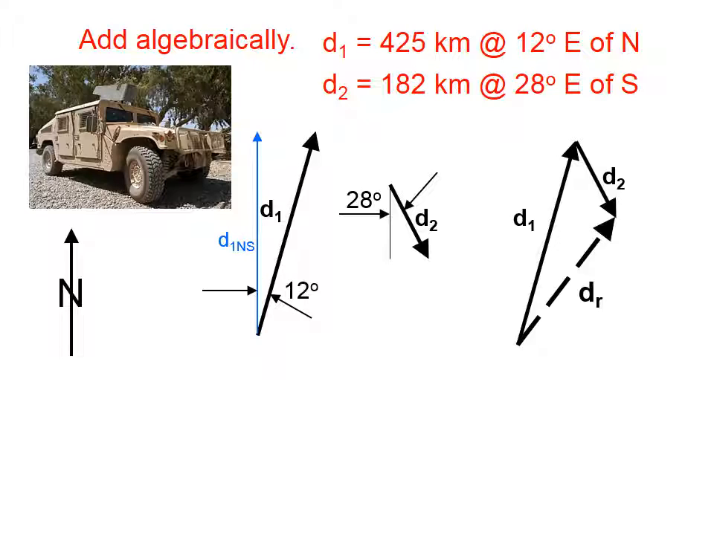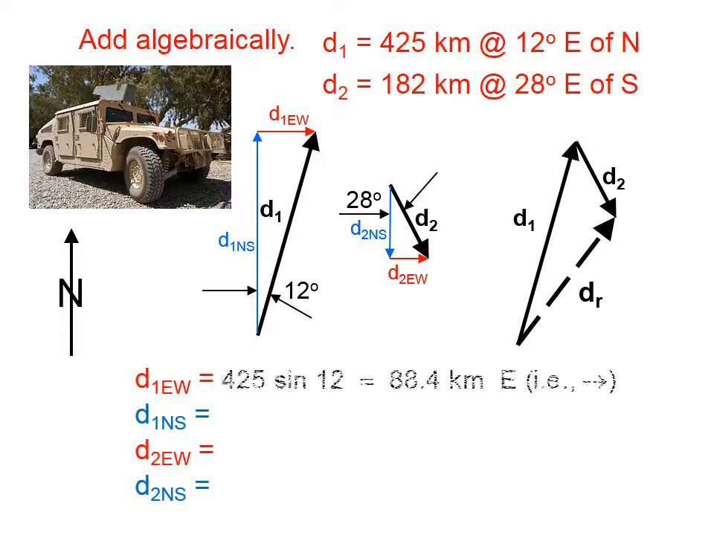To add these vectors now algebraically, that is mathematically, with a good deal more precision than we can graphically, we're going to break these given vectors into components. I've broken this into a northerly component and an easterly component. This one, a north-south, which in this case is south, isn't it? A southerly component and an easterly component. So let's use sine and cosine to find the magnitude of these component vectors.